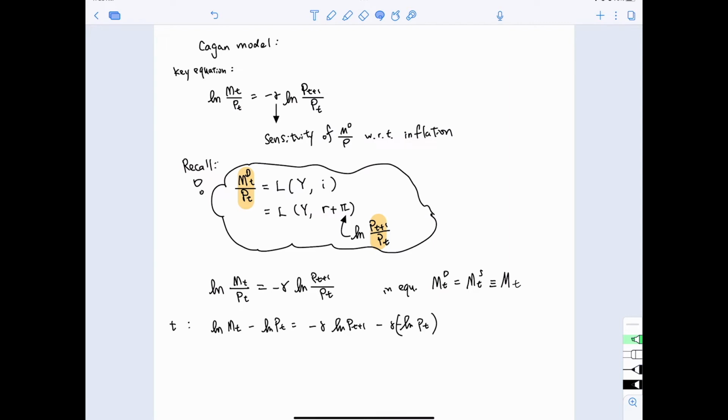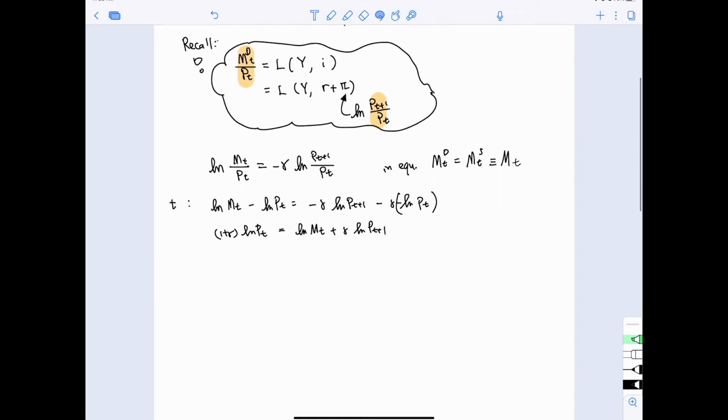We know that at time t, we can write it as log M_t minus log P_t equals minus gamma multiplied by log P_{t+1} minus gamma times minus log P_t. Then we can rearrange the equation again, and we are going to have 1 plus gamma times log P_t equals log M_t plus gamma log P_{t+1}. Then we divide both sides of the equation by 1 plus gamma. What we are going to have is log P_t equals 1 over 1 plus gamma times log M_t plus gamma over 1 plus gamma times log P_{t+1}.